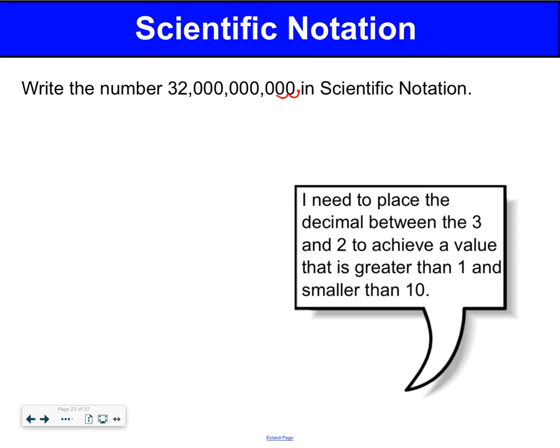So that will be 1, 2, 3, 4, 5, 6, 7, 8, 9, 10 spots. So I have moved the decimal point 10 places. When I write my number in scientific notation, I write the decimal as 3.2. I'm always multiplying by 10. And because I moved the decimal point 10 places, my exponent will be 10.